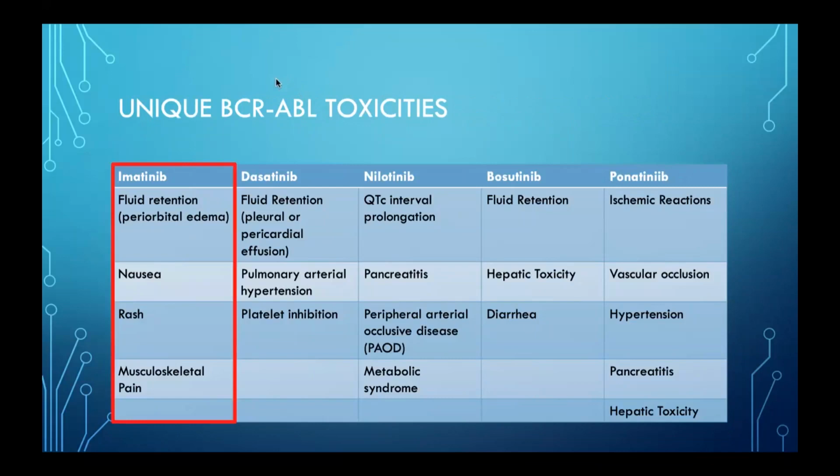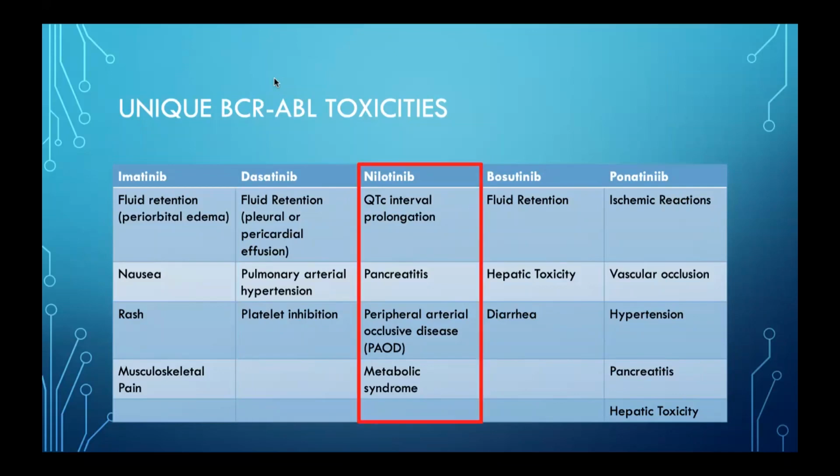This does seem to be the most GI toxic of the inhibitors, so hence that administration with food and the potential for nausea. And then it can have other musculoskeletal effects as well. Dasatinib is also fluid retention, but here we've seen more pleural and pericardial effusions. And then this one seems to be the most thrombocytopenic and also has additional platelet inhibition.